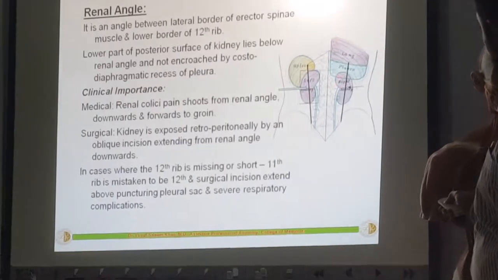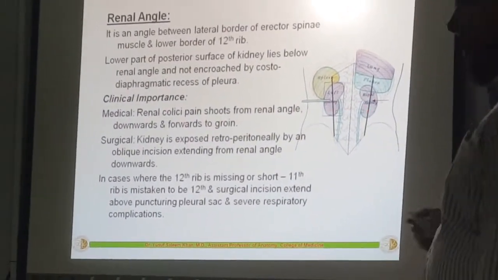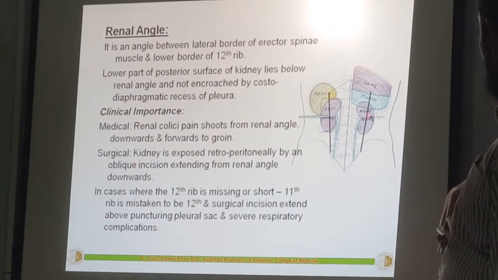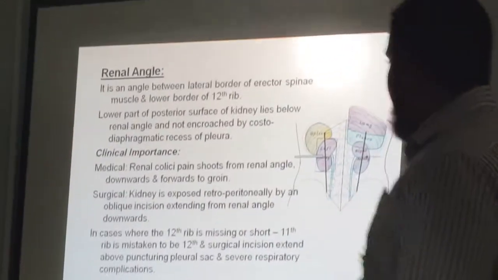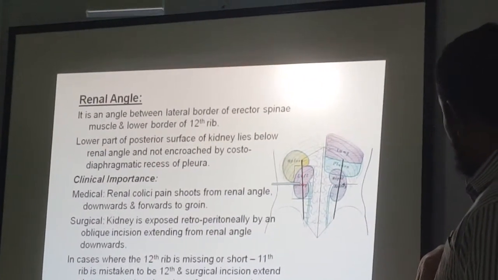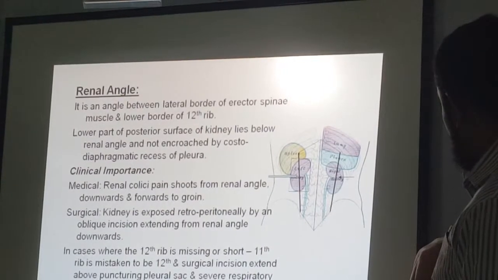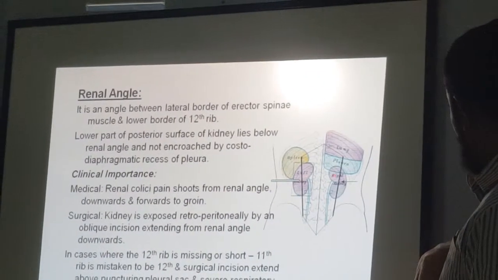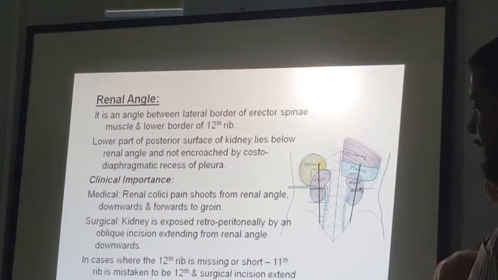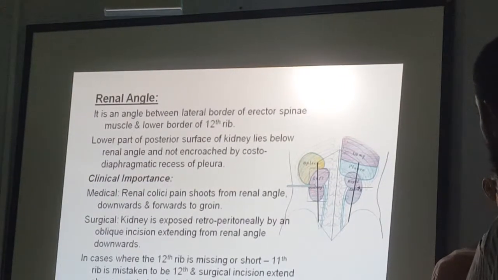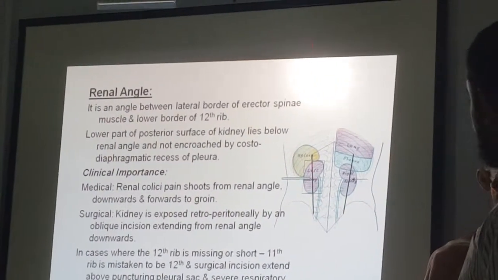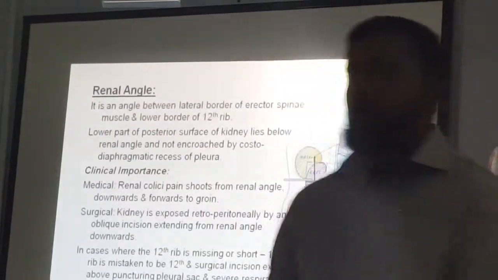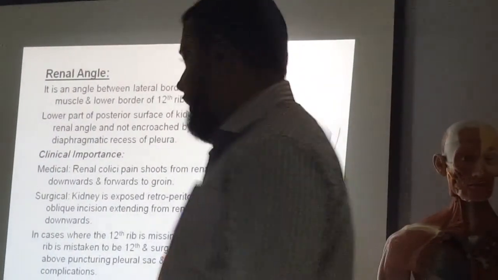It will be here, on either side, two muscles on either side, just beside the vertebral column. This is called the erector spinae muscle. This angle is at the lateral border of this muscle. If you imagine this is the muscle, this is its lateral border, so it will be here, and on the other side, it will be here. The renal angle is the angle between the lateral border of the erector spinae muscle and the 12th rib.